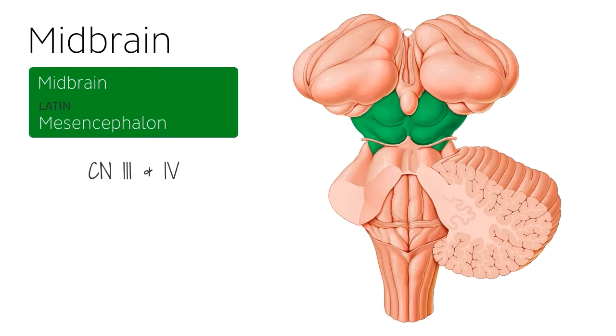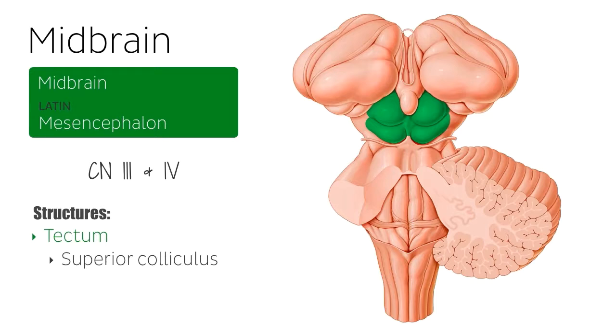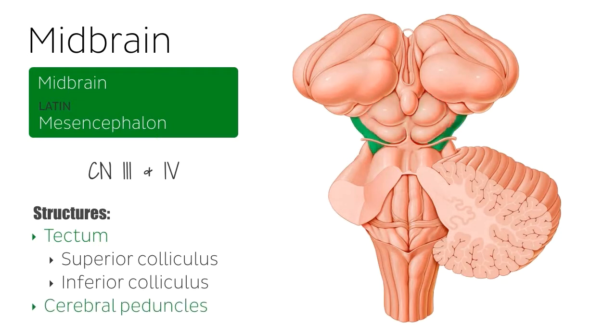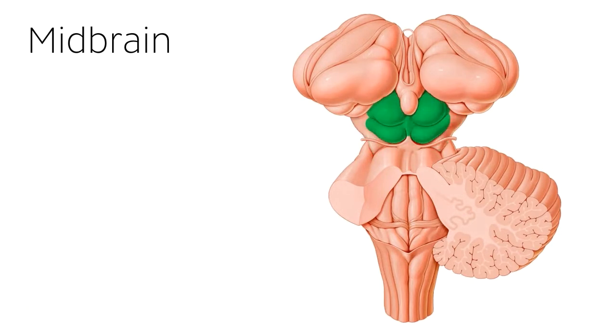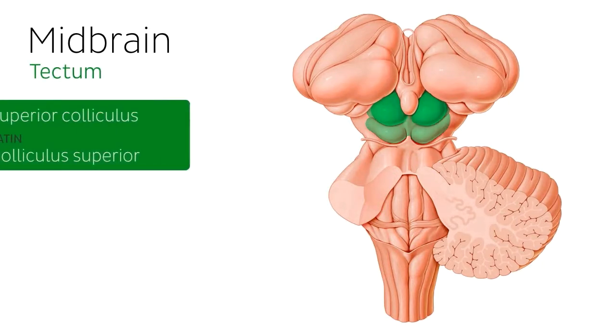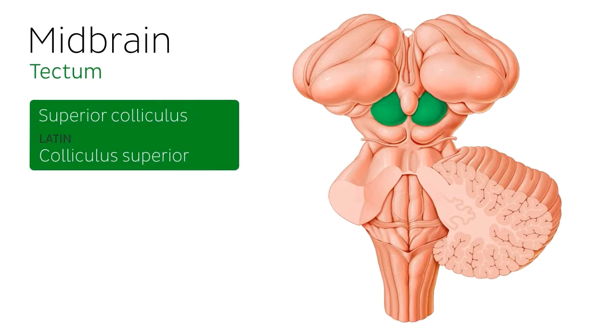On its posterior aspect, there are several structures, including the tectum posteriorly, otherwise known as the quadrigeminal plate, and the tectum can itself be divided into the superior colliculus and the inferior colliculus, and the cerebral peduncles anteriorly. As we mentioned, the tectum, or the quadrigeminal plate, can be divided into superior and inferior colliculi, and we're going to start with the superior one.